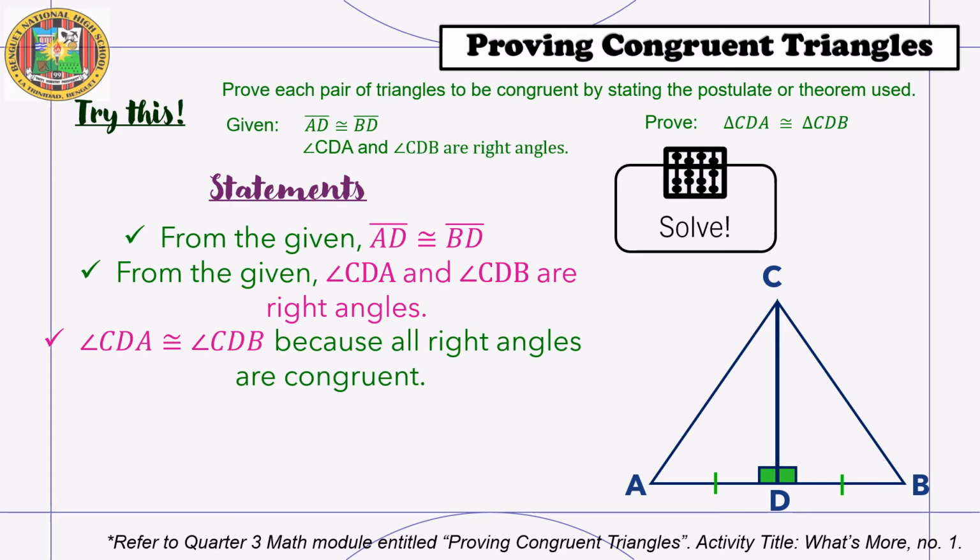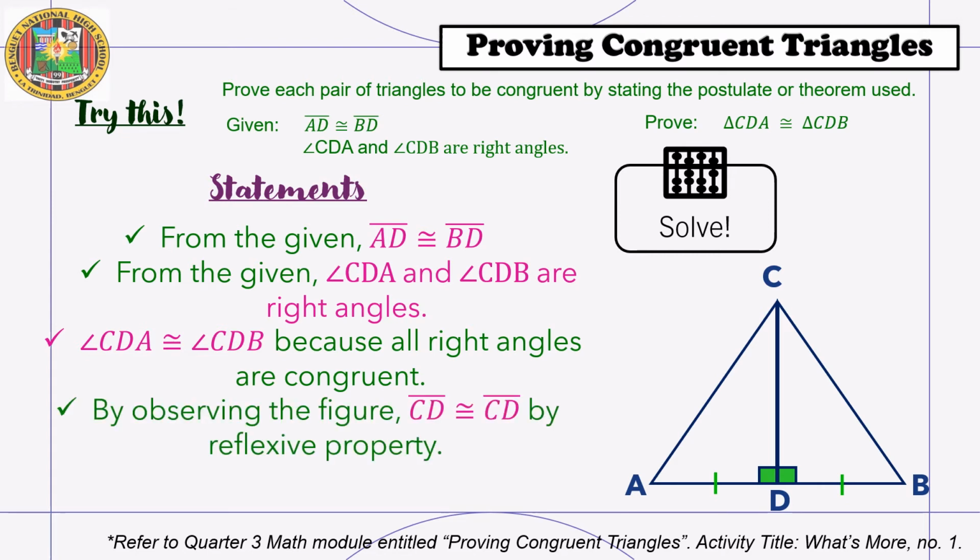Another statement that we can make is based on our observation of the figure that's given. We see that side CD is common to both triangles CDA and CDB, which implies that side CD is congruent to side CD through the reflexive property. This simply means that side CD is congruent to itself.